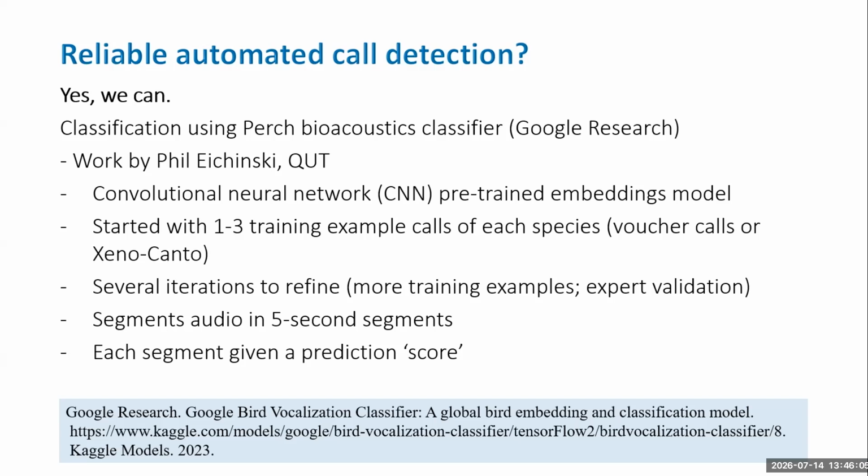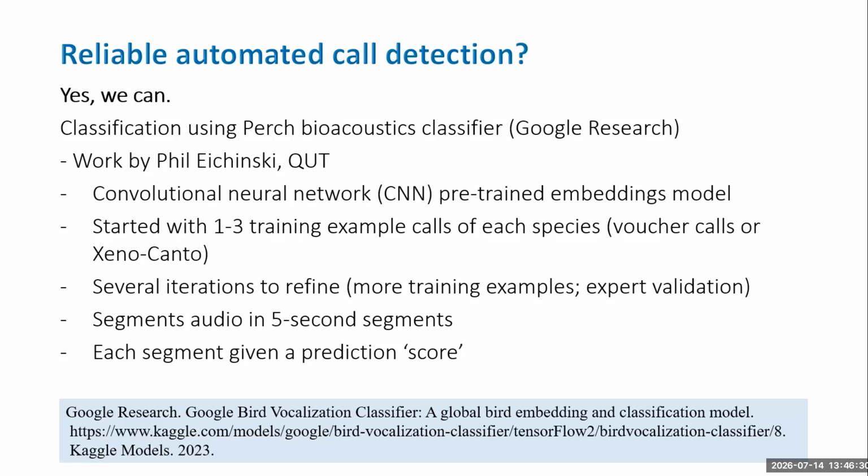Or for the goshawk, we had to go to Xeno-canto. We didn't get any voucher calls on the island, but the goshawk is sometimes considered a subspecies of the brown goshawk. So we used an example call from Xeno-canto for that. And that starts the process of building the classifiers, improving them through iterations. So you can use those initial training examples to find more training examples in your actual field data to build really good classifiers.